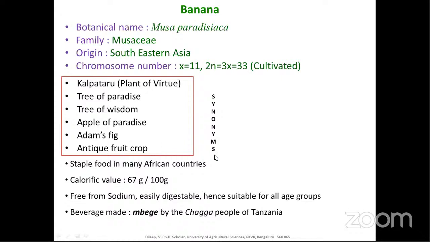Moving forward, it is a staple food in many African countries. We know that in Uganda, Eritrea, and other parts of East and West Africa, in many parts of the world, and even in southern parts of India, it is consumed as a cooking type. It is consumed as a staple food, with a calorific value of 67 grams out of 100 grams. It is free from sodium, easily digestible, and hence suitable for all age groups. You just get energy. No sodium means no side effects of sodium for patients.